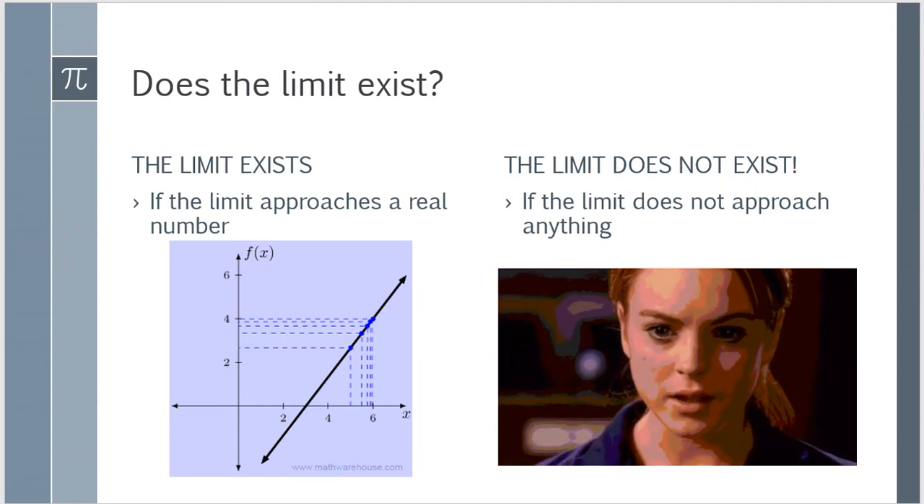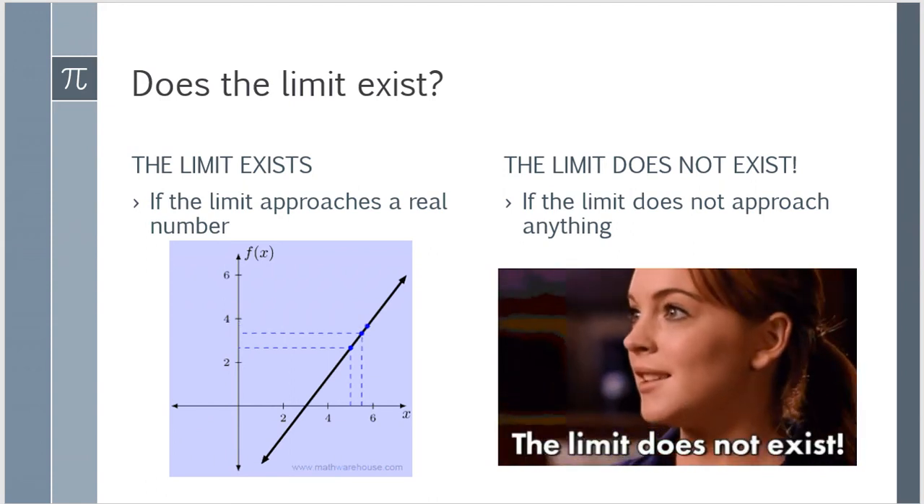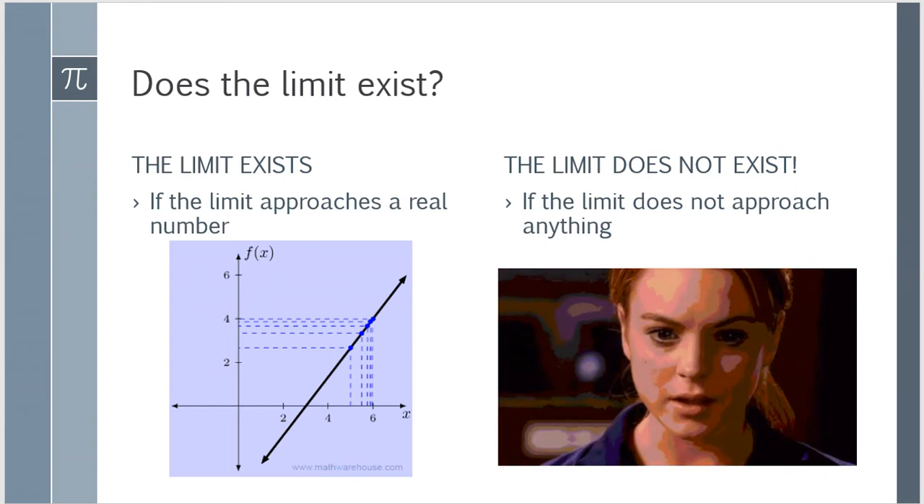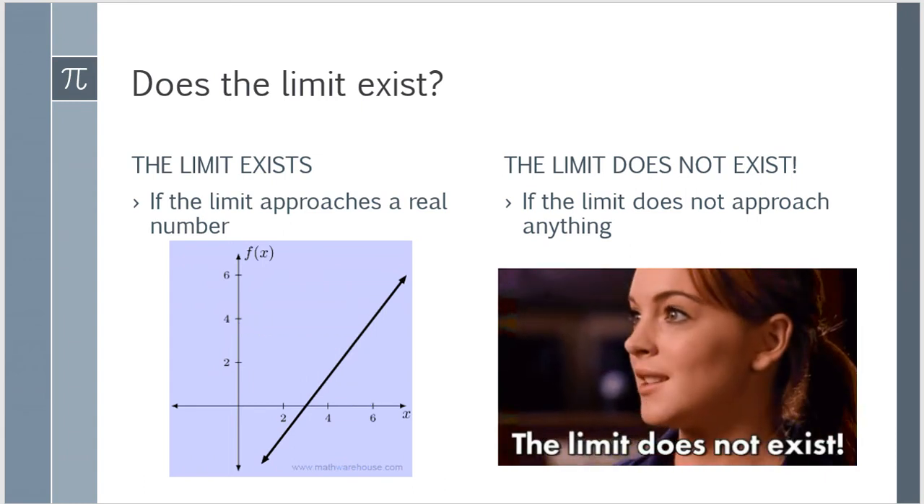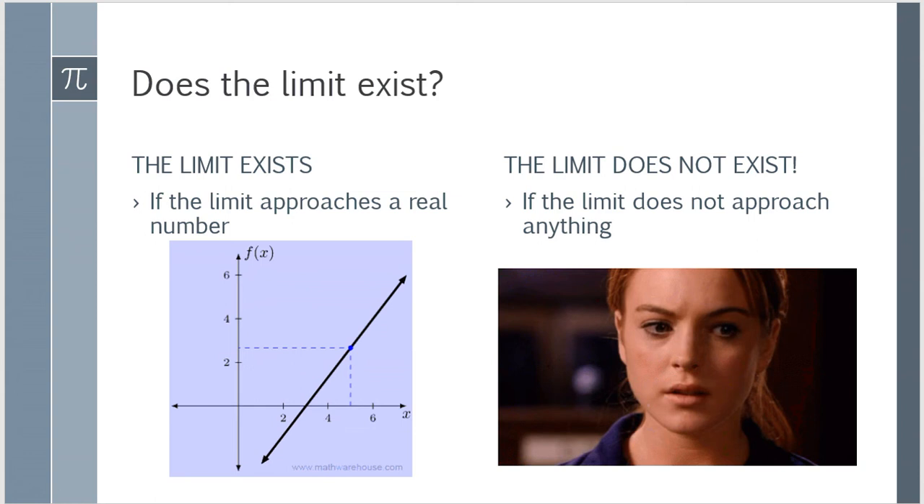So let's first talk about the idea of a limit existing. Before we talk about evaluating, does it exist or doesn't it? A limit exists if you approach a real number. Real numbers are the numbers you're used to: whole numbers, negative numbers, fractions, decimals, both repeating and non-repeating, terminating and non-terminating, irrational, rationals. Those are all real numbers.